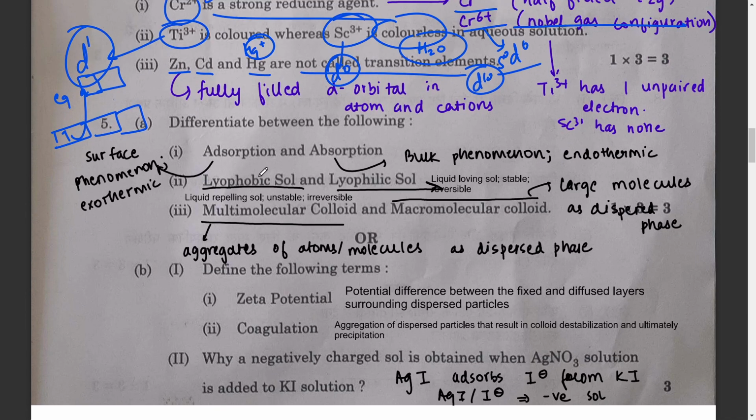Differentiate between the following: adsorption and absorption. So adsorption is a surface phenomenon. It is exothermic, bond formation takes place. Absorption is a bulk phenomenon. It's an endothermic process. Things go inside a material. In adsorption, things stick to the surface.